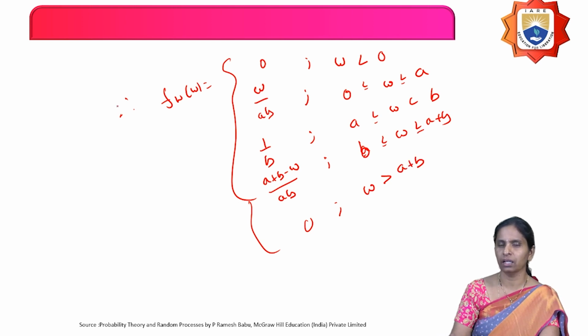Therefore, like that you can calculate the density function of the sum of two independent random variables by finding the convolution of the two density functions of the corresponding random variables. Therefore, in this class, we have discussed the problems on the density function of the sum of two random variables as well as the property of the sum of two random variables.